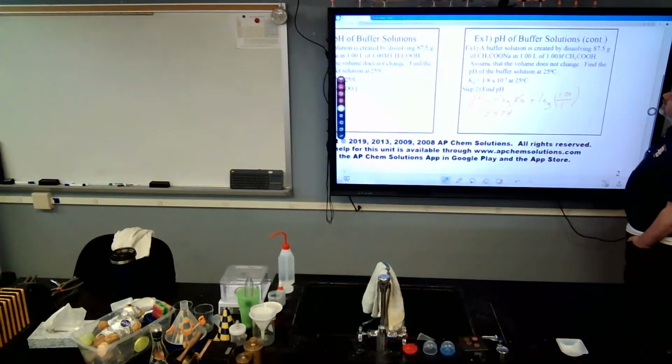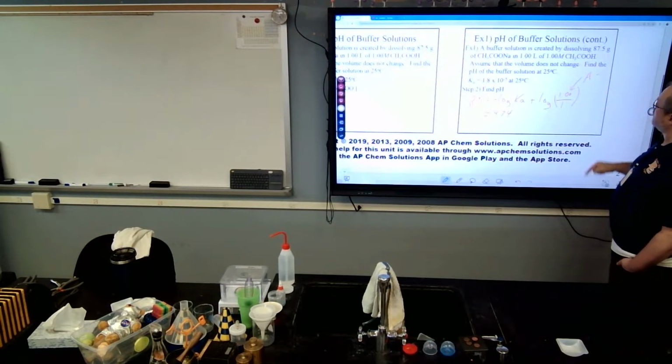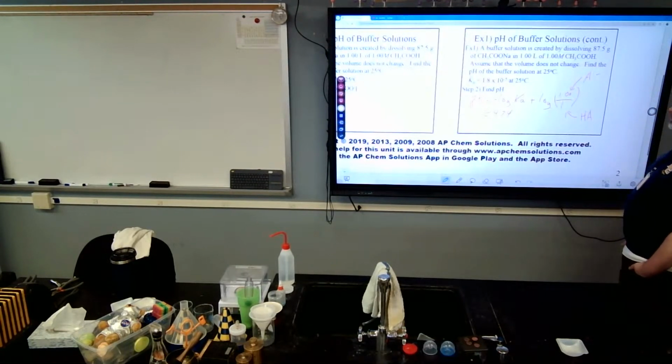So again, what they've made is once again the perfect buffer where you have the same concentration of the acetate ion, the A minus, and the acetic acid, HA, 1 molar and 1 molar. So we got a logarithm of 1, which is 0. So the pH equals the pKa. Cool with this? Okay.